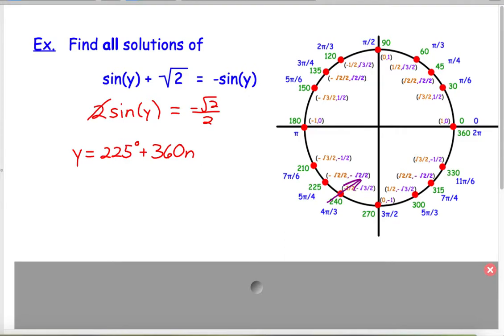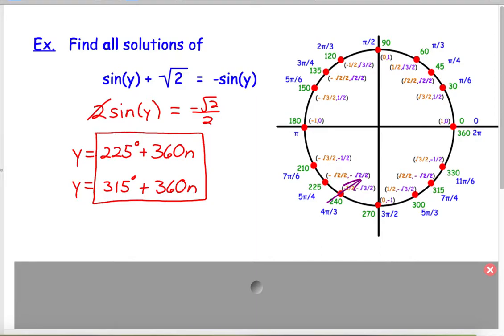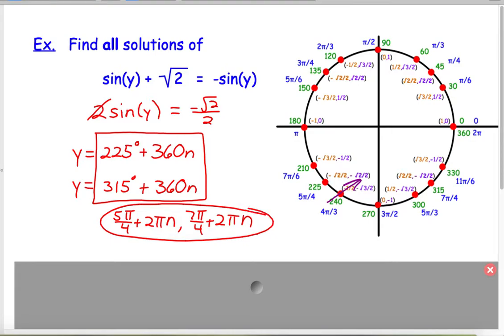And then it's also equal to 315 degrees plus any multiple of 360. And so there's an infinite number of answers, but all the answers are covered by those two expressions. And this didn't specify degrees or radians, so if you would rather do it in radians, you could say 5 pi over 4 plus 2 pi n, and then 7 pi over 4 plus 2 pi n. And so either one of those would be acceptable.